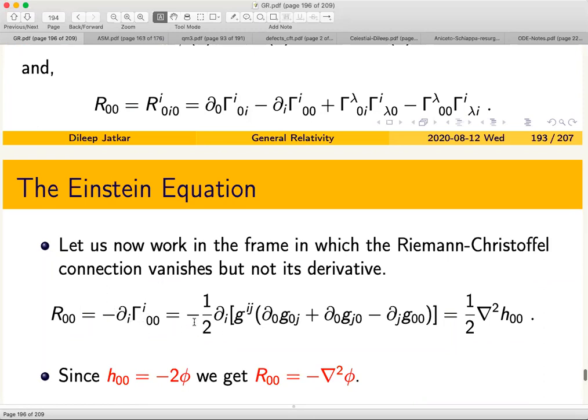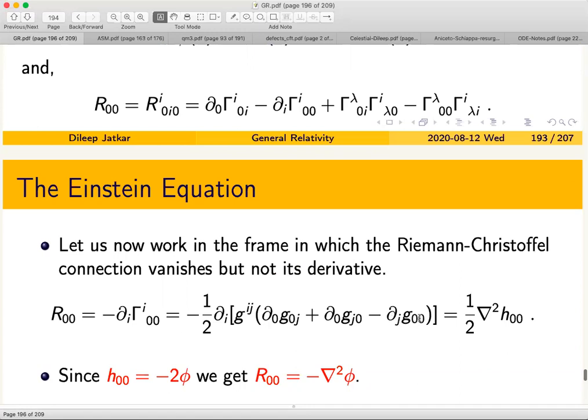Now just substitute the definition of gamma I00, which is half times Gij times del 0 of G0J plus del 0 of GJ0 minus del J of G00.